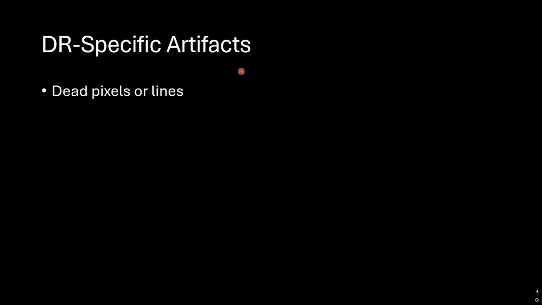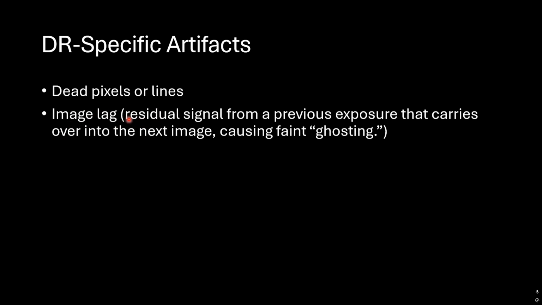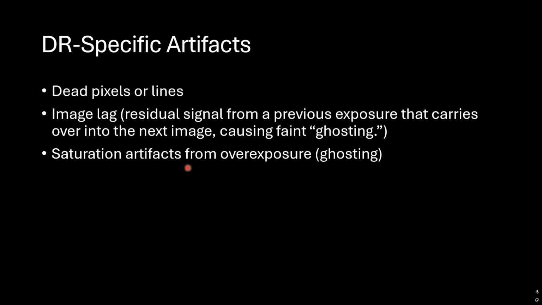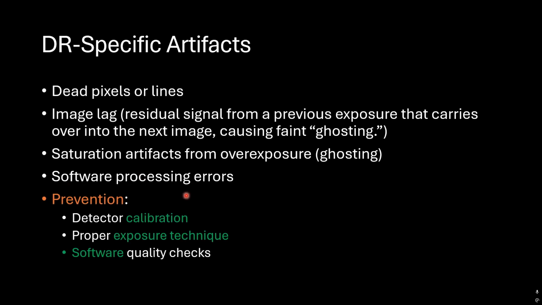Next, we have DR-specific artifacts, for example, dead pixels or lines. Image lag, which means that there is residual signal from a previous exposure that carries over into the next image, causing ghosting. It's similar to the ghosting that appears on the CR system. And then we have saturation artifacts from overexposure, which will cause ghosting on the image. When we expose the patient or the object many times, then the detector will be overexposed and the ghosting will appear. Also, we have software processing errors that can happen to the DR system.